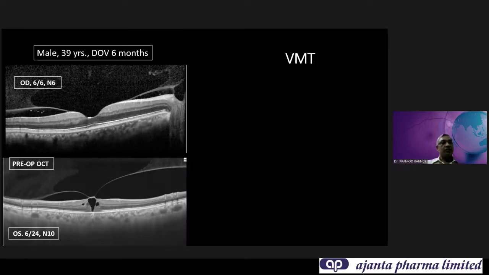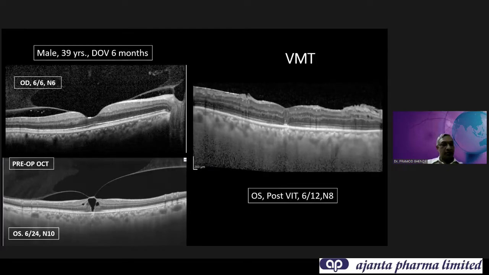So this is a 39-year-old male, with diminished vision for 6 months. Right eye vision was 6/6 N6, left eye 6/24 N10, and he basically has symptoms in the left eye. As you see, there is foveal traction, probably a partial, almost full thickness hole there. When you look at it after vitrectomy, the foveal contour has to some extent been restored, with the vision recovering to 6/12 N8, but because some distortion is there, and as you see the foveal area is not that healthy, vision has not gone back to normal.